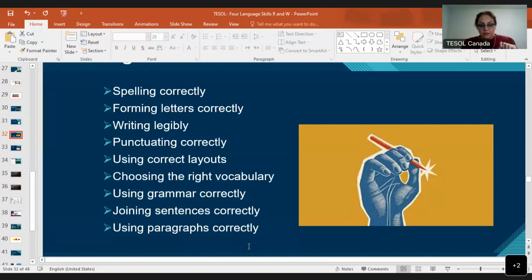Correct grammar. How to join sentences, not just simple sentences. They need to link sentences. And how to order paragraphs. So in the presentation part, the teacher needs to explain everything, or they can have a model and analyze it together, so students understand the format, the paragraph, the order of the paragraphs, and how they can use cohesive devices or linking words to link the sentences.